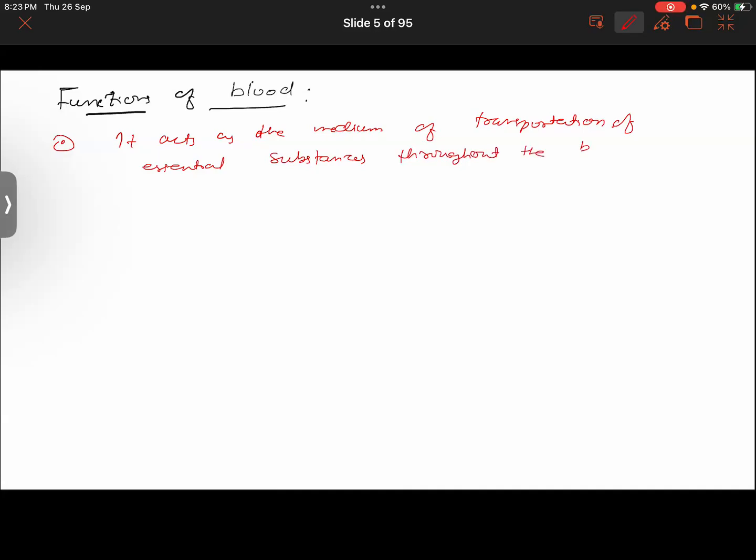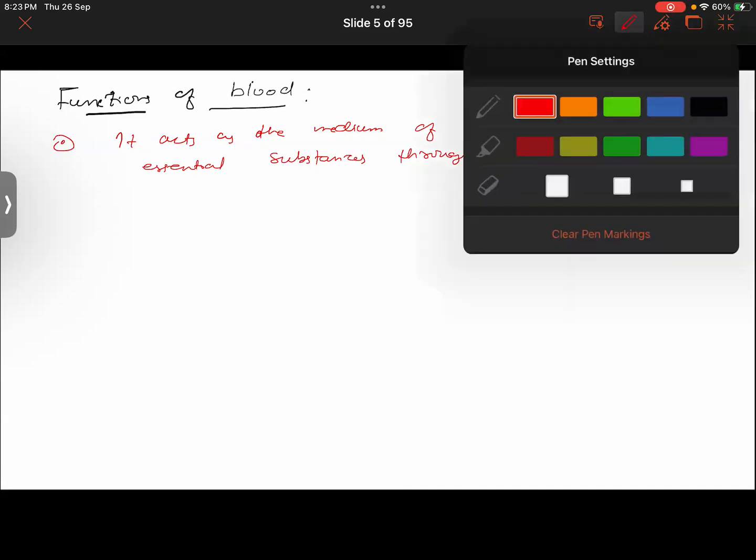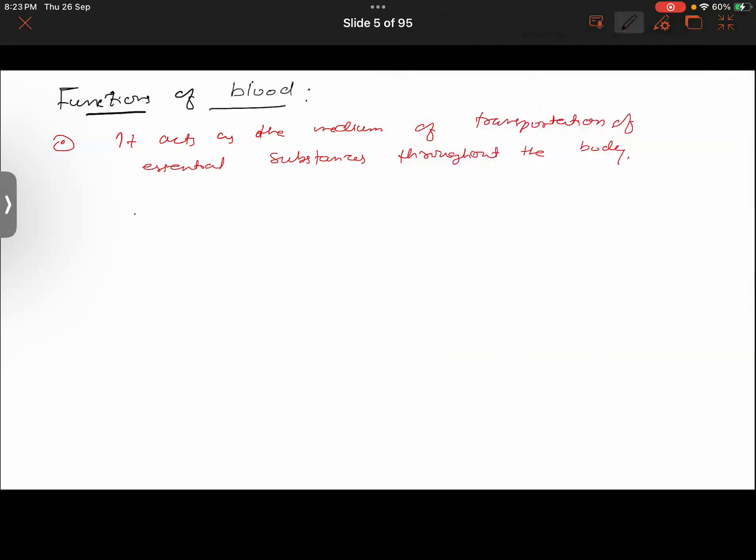Throughout the body. So, for example, what are the materials it is going to transport? Let us understand. Blood is going to transport the following materials. First thing is it is going to transport oxygen, food, waste, and then water. Okay, now that is one thing.